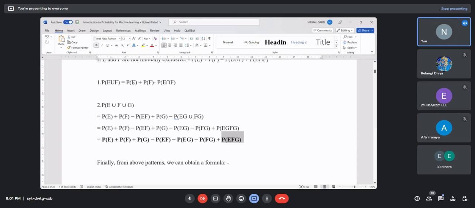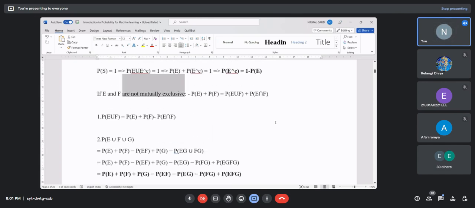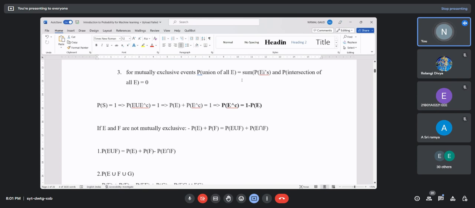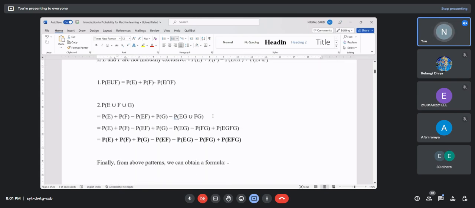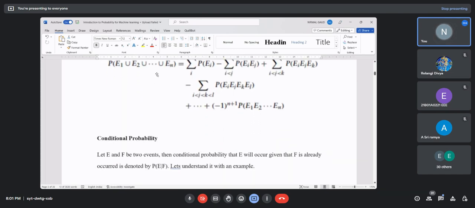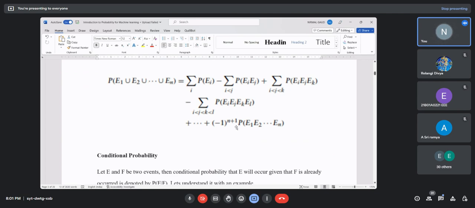Just follow the pattern. If I'm going to consider the union of two sets, here is the formula for two non-mutually exclusive events. If the events are mutually exclusive, you know that the intersection is zero. For non-exclusive events, the result is not zero, so we need to apply this formula. This is for the two events E and F, and this is for three events. You need to carry on the pattern, whether it is three, four, or five events, whatsoever, as we have already discussed above.